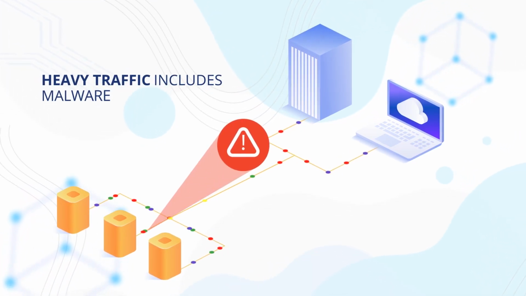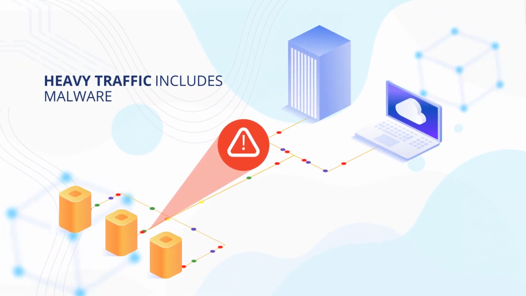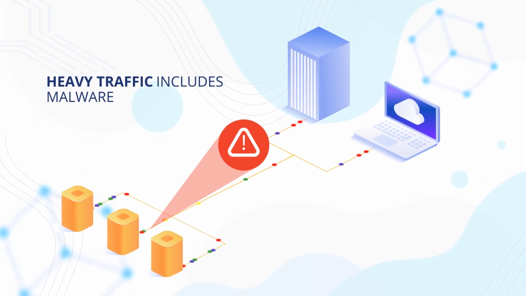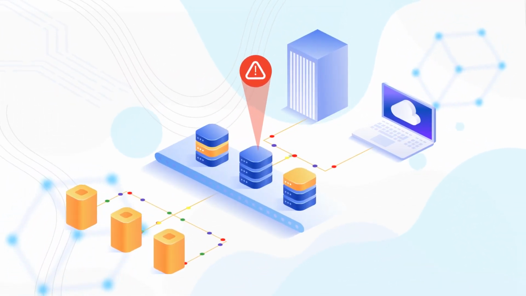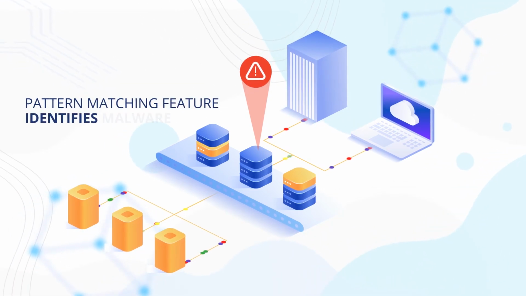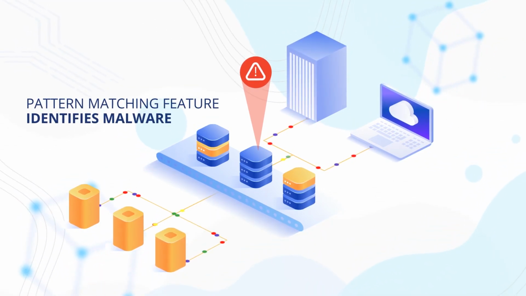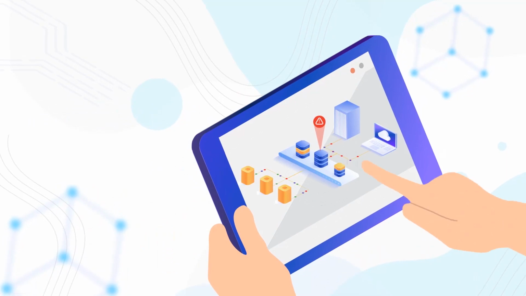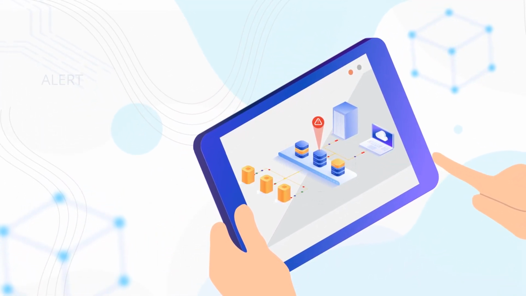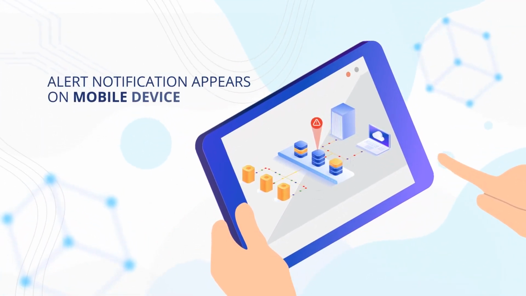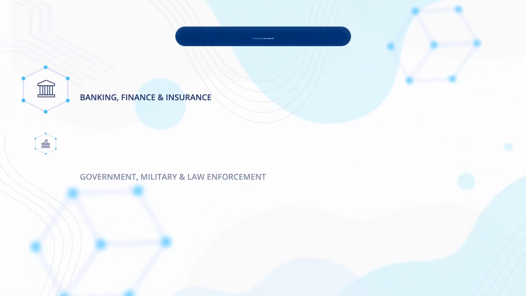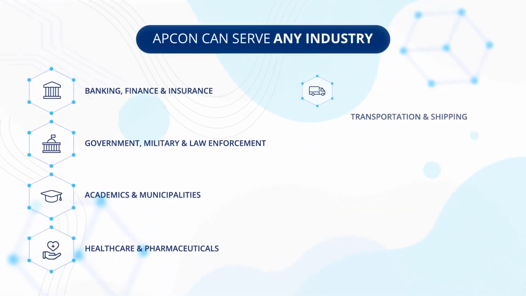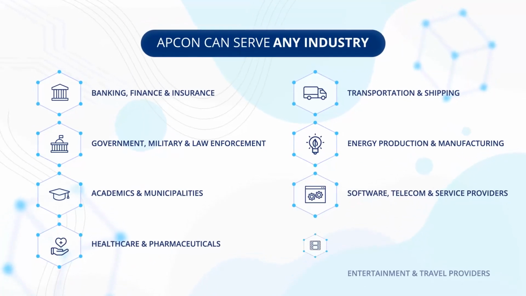We understand that you always have traffic running on your network. However, once it gets heavy, there is every chance of some malware infiltration which can compromise network security. APCON uses its AI-powered pattern matching feature to identify malware before it can hurt your network. Every time malware is encountered, you get an immediate alert notification on your mobile device in real time, thanks to a proprietary mobile app.